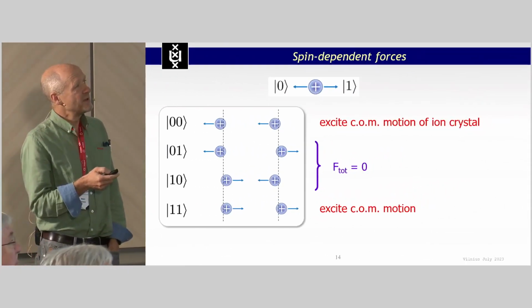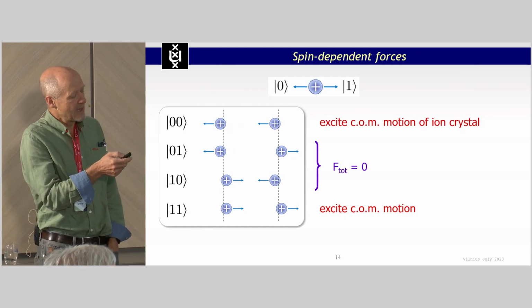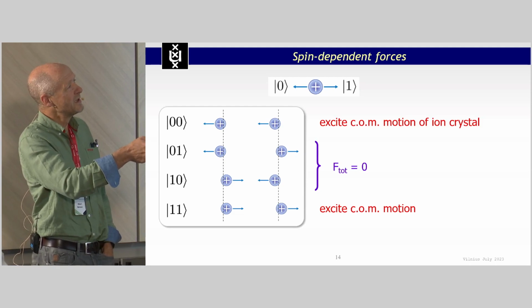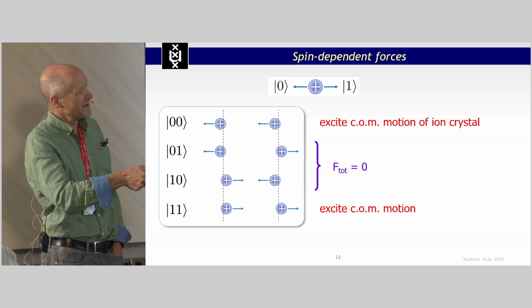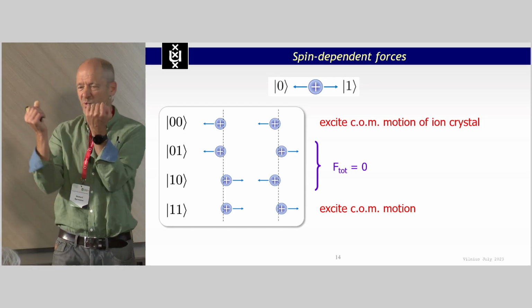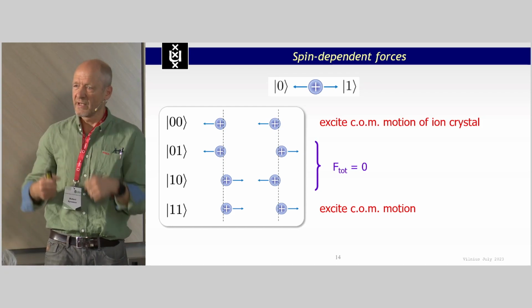That means if you do this for 2 ions, and they are in the 0,0 state, let's say, they will both be pulled to the left. If they're in the 1,1 state, they will both be pulled to the right. And 0,1 and 1,0 are pulled either outward or inward.